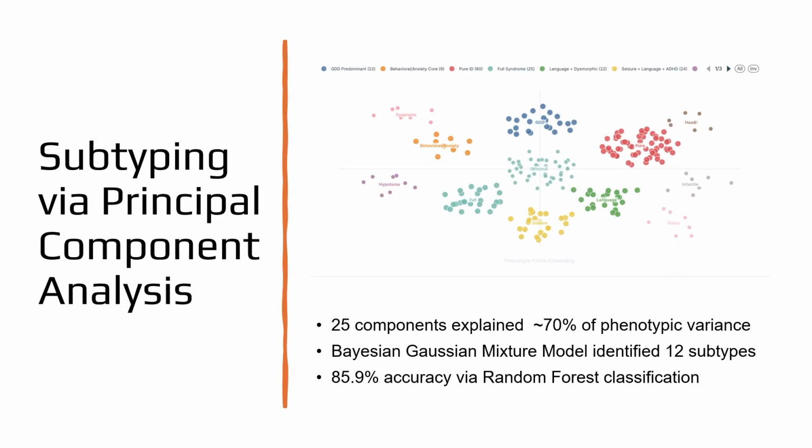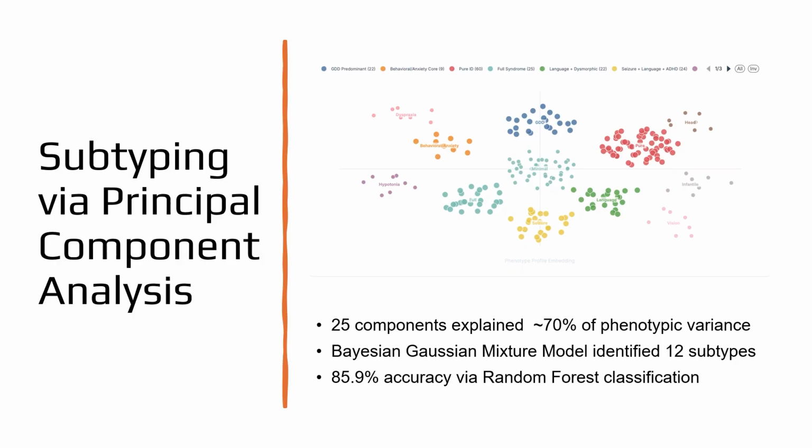By using principal component analysis, we were able to explain 25 components with around 70% of the phenotypic variance, identify 12 subtypes by using a Bayesian Gaussian mixture model, and achieve an 85.9% validation accuracy.